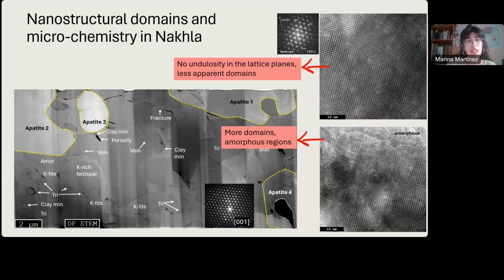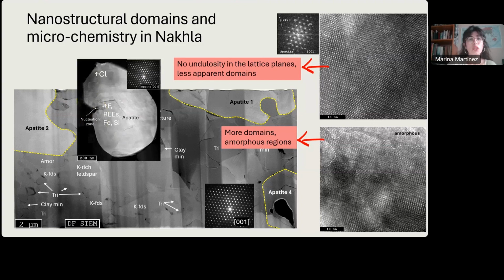They were highly variable. We could also learn about the microchemistry of apatite grains that you cannot see with SEM, EDS, or with microprobe because these are super small. And we could see that iron, silica, rare earth elements, and fluorine were concentrated in the nucleation zone at the center, at the core of the apatite, and then the apatites were enriched in chlorine at the margins.